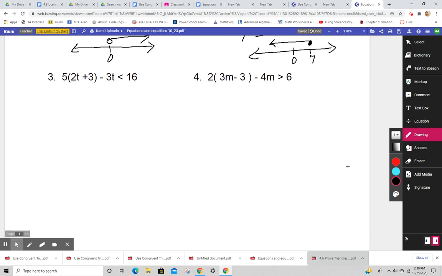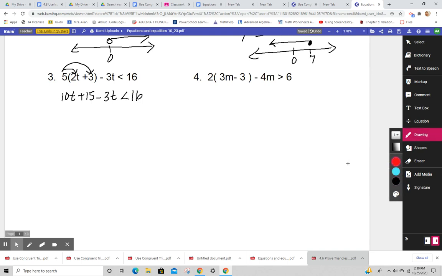Let's go to our next problem, more inequalities with the distributive property. So let's distribute first. We'll have 10t. Distribute the 5 to the 3, we'll have plus 15. Minus 3t is less than 16.